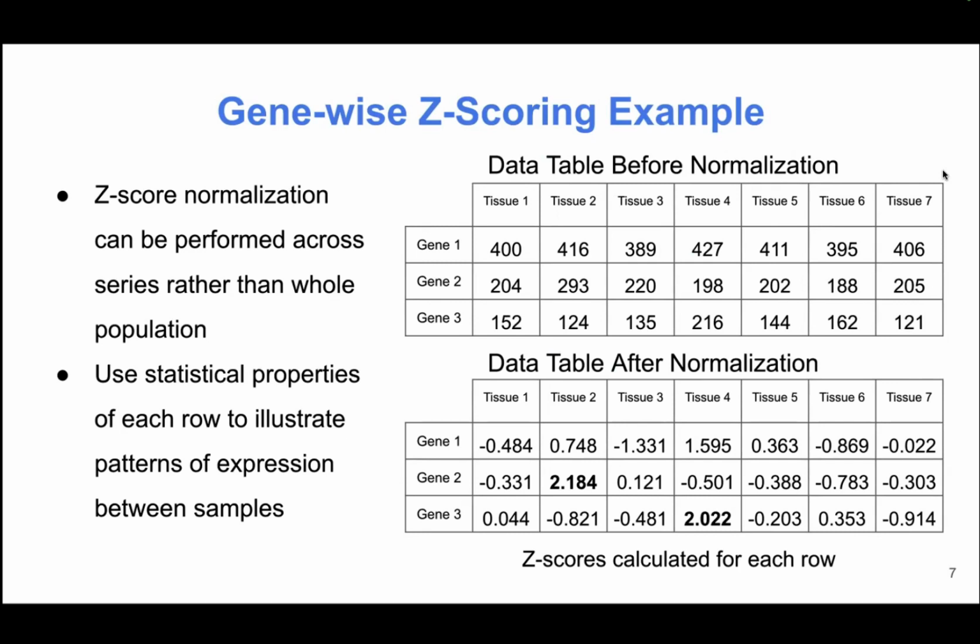We'll get these values, which for each row will have a mean of 0 and a standard deviation of 1. So if we see any values that are significantly higher or significantly lower than we expect to see, we can see that more clearly with these z-scores. For example, if we're just looking at the highest values for normalization, we might have missed that for gene 2 in tissue 2 and for gene 3 in tissue 4, these values are more highly expressed than we expect to see for those genes, which could indicate some sort of actual biological effect that we want to look into further.